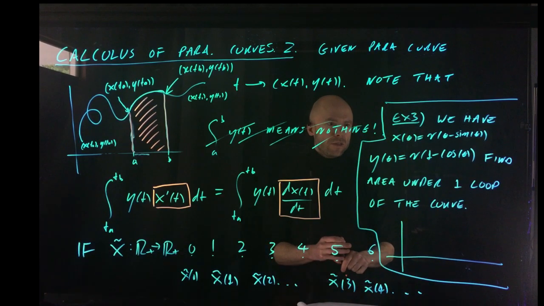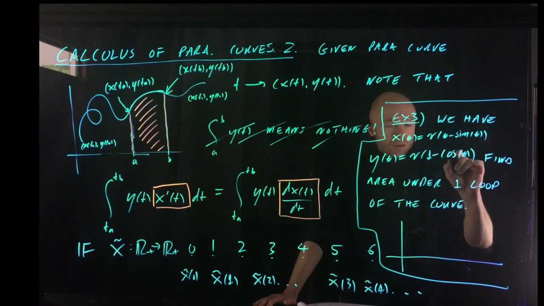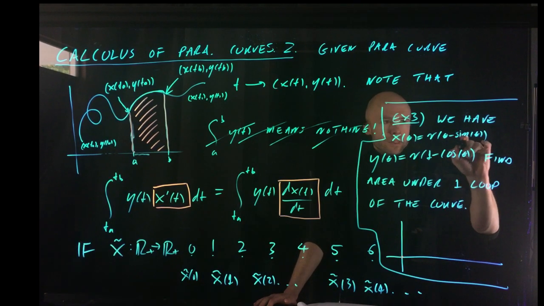So let's see. When theta equals 0, then sine is 0. This is 0. Cos of 0 is 1. So everything at theta is 0 is 0. So we start here for sure, right? And then as theta increases, theta is always going to be bigger than sine theta.